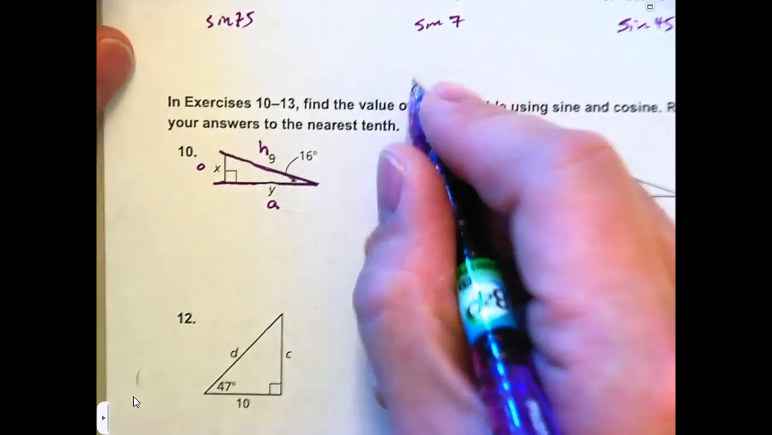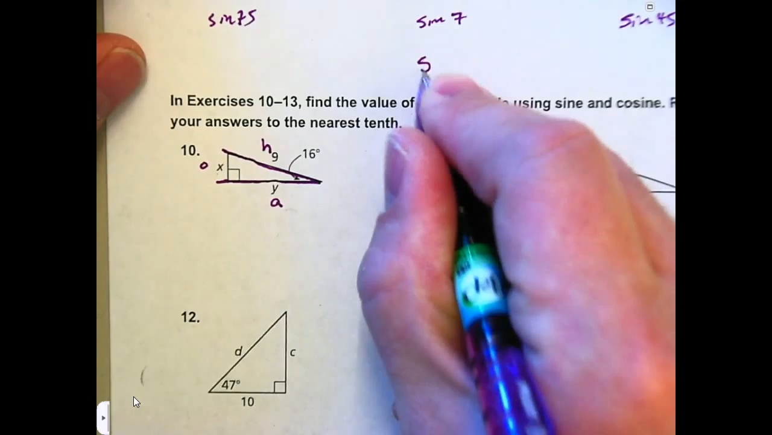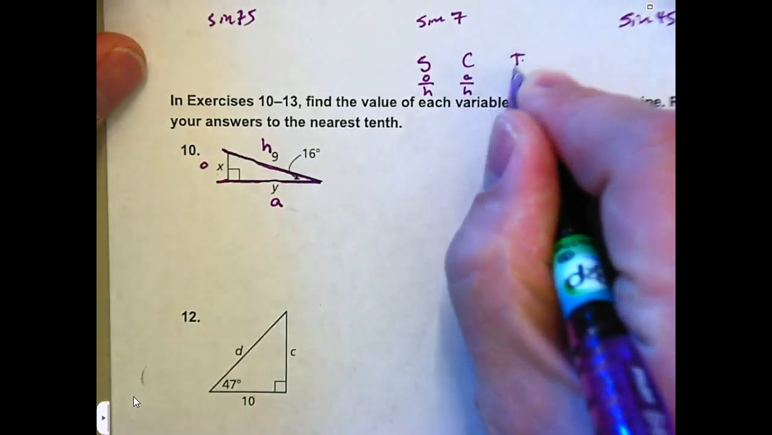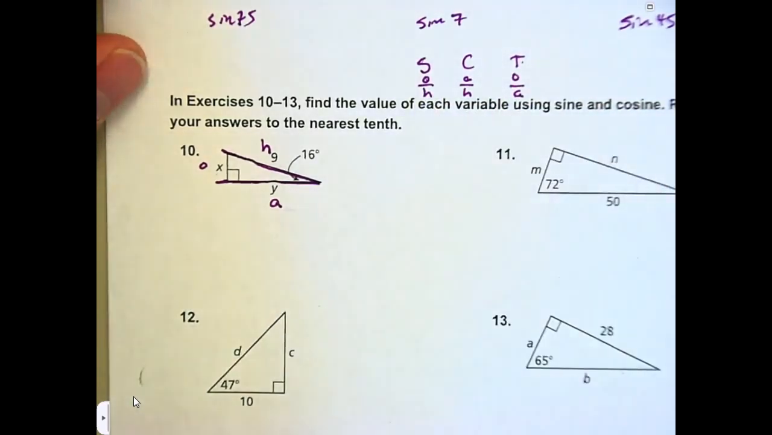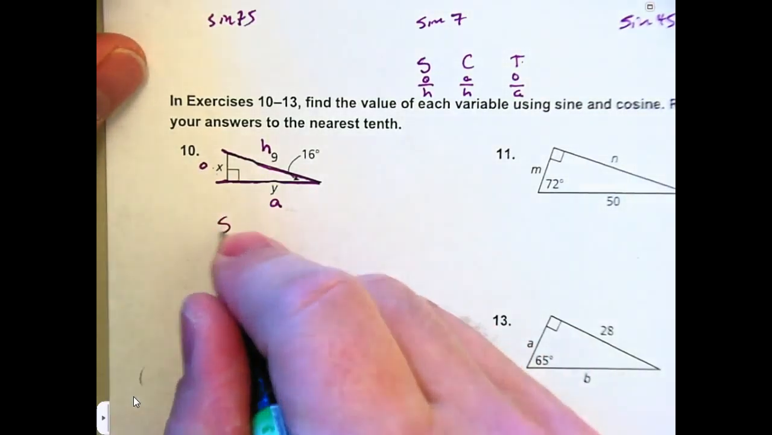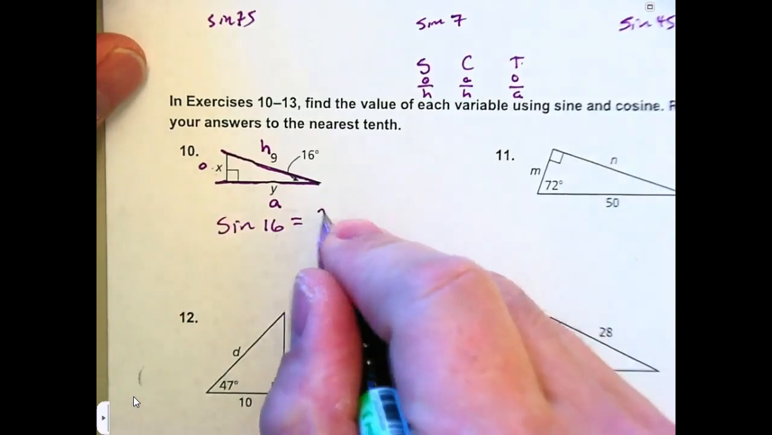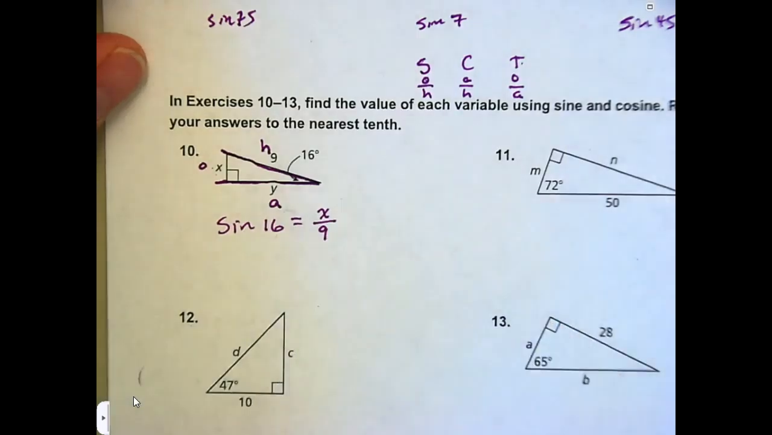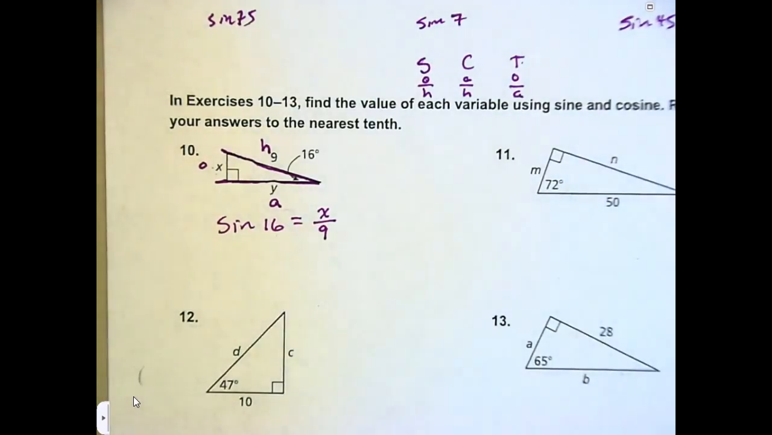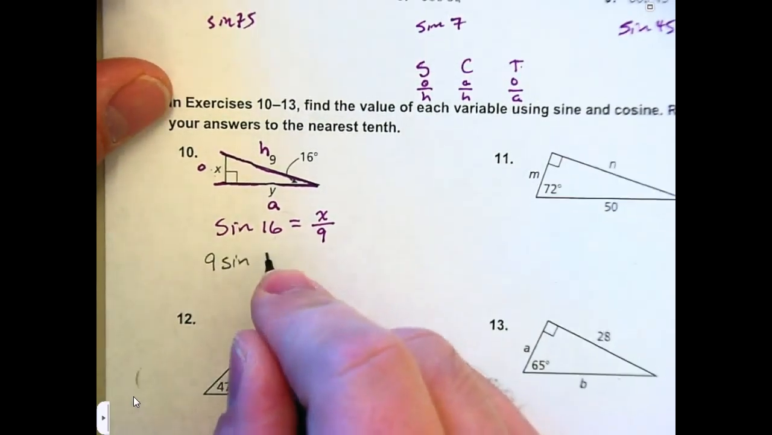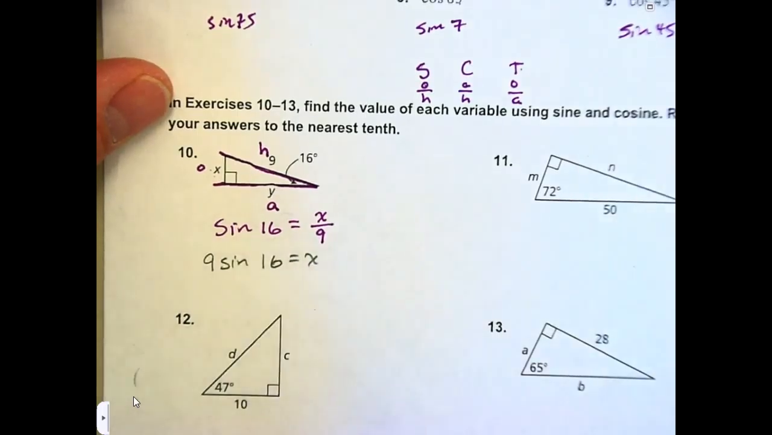Which of my three trig functions? Remember, SOH CAH TOA. Opposite and hypotenuse. That is sine. So I'm dealing with the sine of my angle is equal to the opposite side over the hypotenuse. The amount of work I'm showing up here is the type of work you should be leaving on your paper.